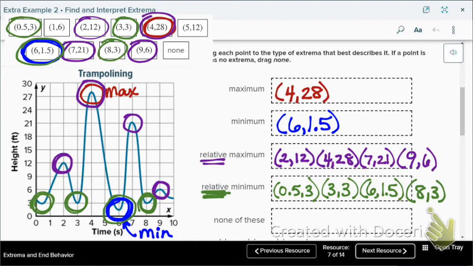Any of those ordered pairs fit in none of those categories? One, 6. Doesn't count as a maximum or a minimum. Anything else? 5, 12. All right. Since this is another one that's not in your book, if you want to snap a picture, please feel free.